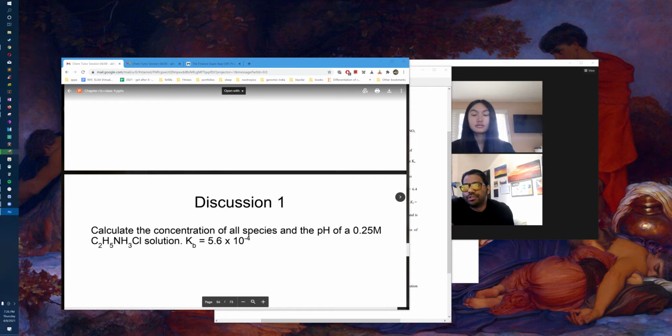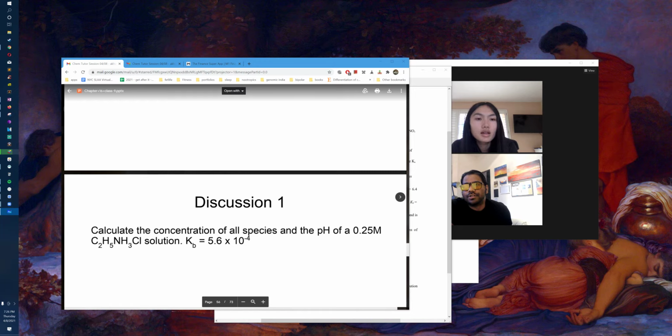So, okay, how should we attack this problem? So convert the pH. Should you convert it to pOH first, or just pH? Well, I suppose you could do that. That would just be 14 minus 11.33.